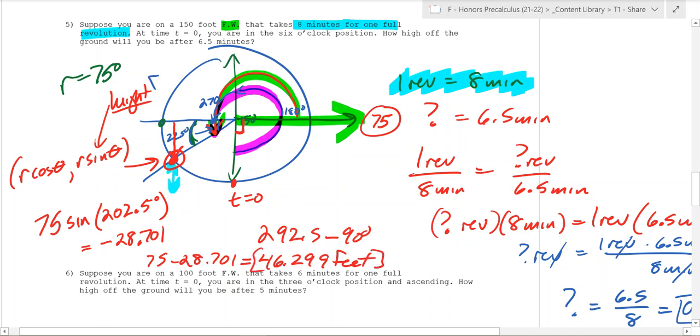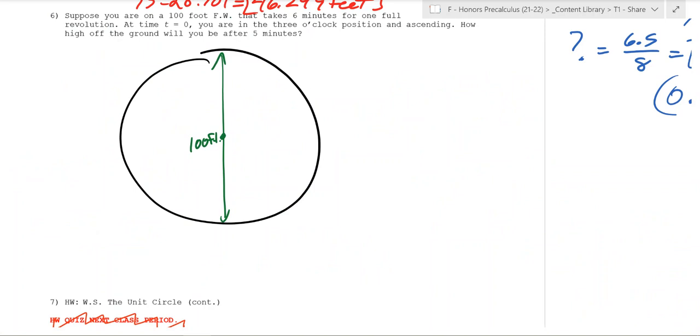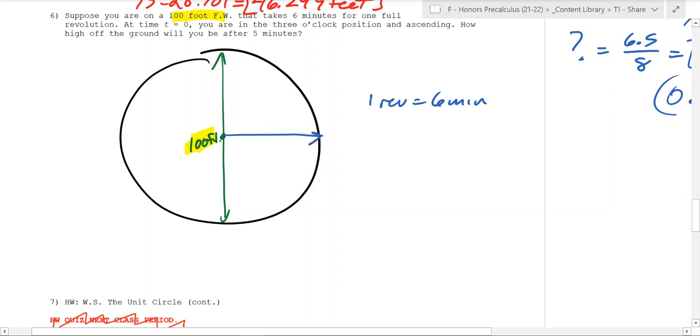This is pretty complicated. So similarly, we have a 100-foot Ferris wheel this time, 100-foot diameter, and it takes 6 minutes. So 1 revolution is equal to 6 minutes for 1 full revolution. At time equals 0, you're at the 3 o'clock. So this is right here, time equals 0. So that's our normal initial ray. How high off the ground will you be after 5 minutes? So where will you be after 5 minutes?